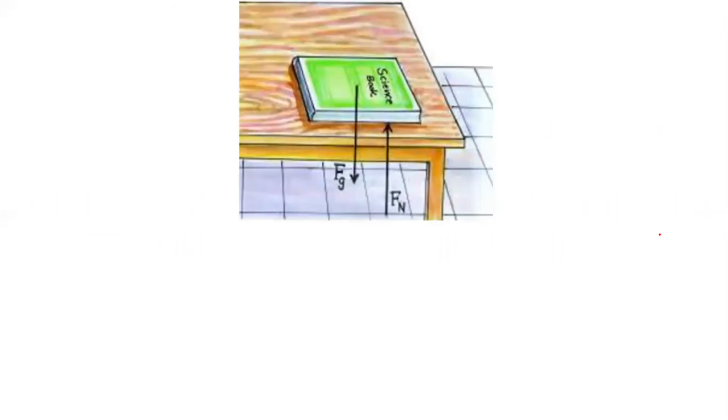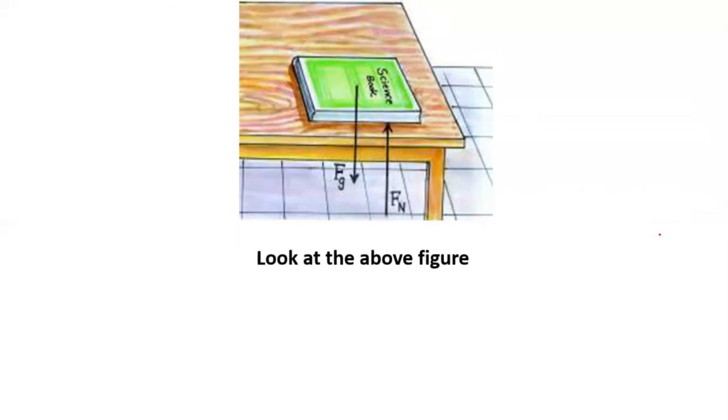If you observe the picture, you can see the science book kept on the table, and you can see Fg, which is the force of gravitation. You can also see another arrow giving force to lift that book. That is known as the normal force.